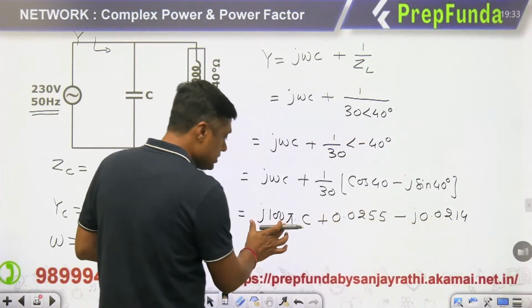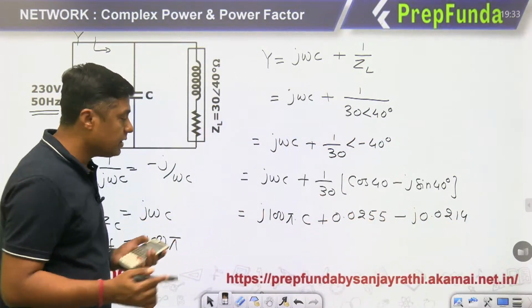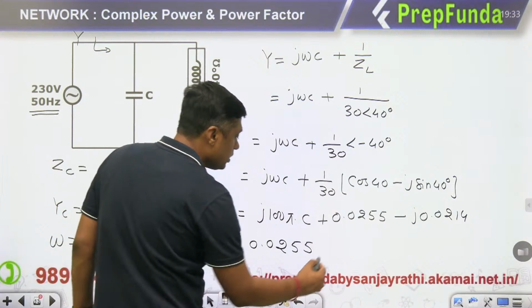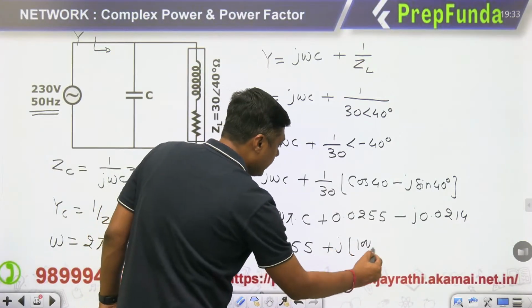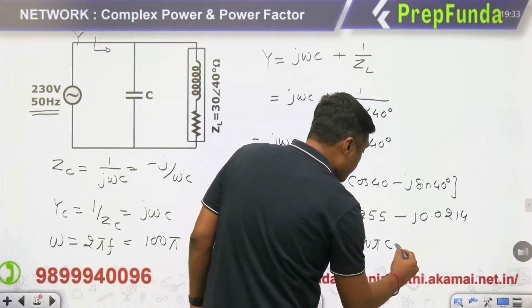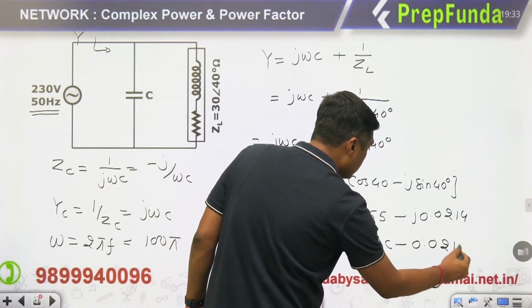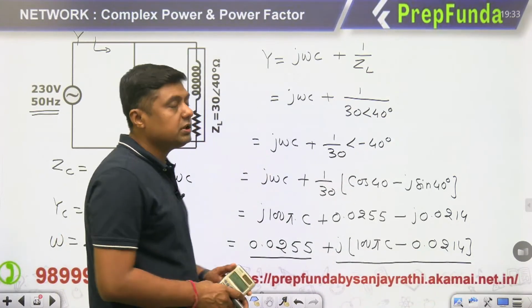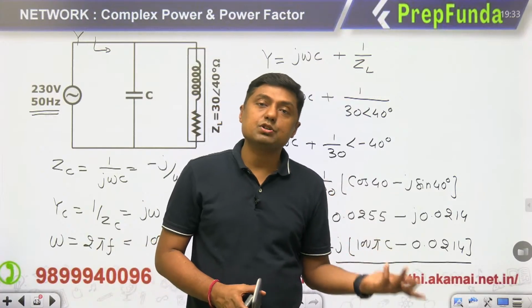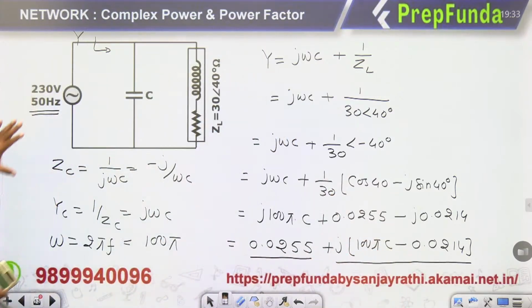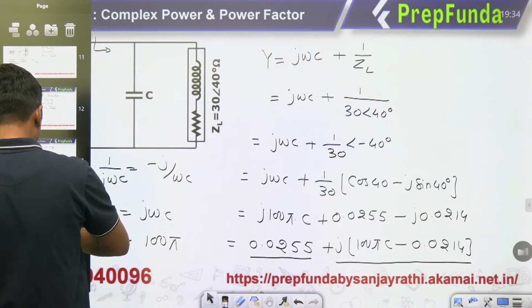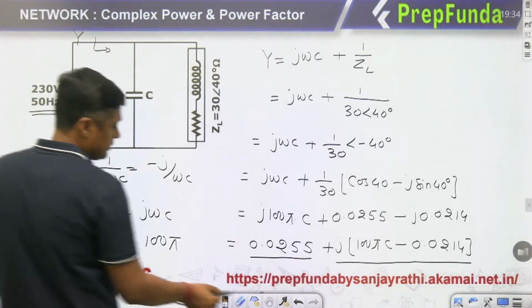Now these are the imaginary part, and what should the imaginary part be? 0. So 0.0255 plus j (100 pi C minus 0.0214) is the imaginary part, and that is the real part. Now if you want to get the power factor 1, you have to make the imaginary part equal to 0. So don't worry about the complex numbers. When we equate it to 0, then watch this.